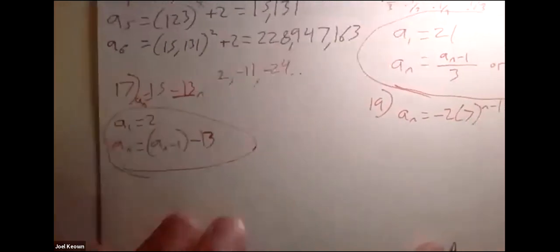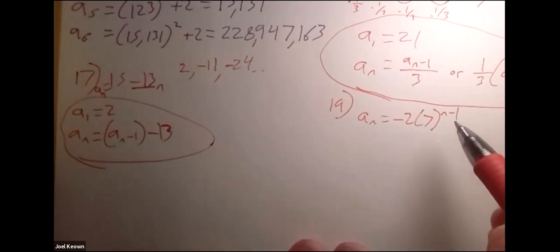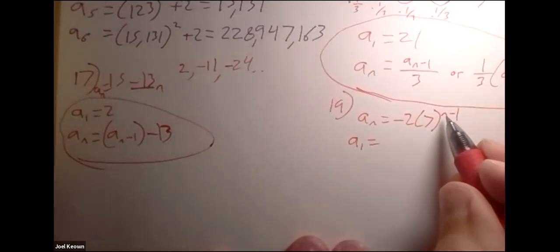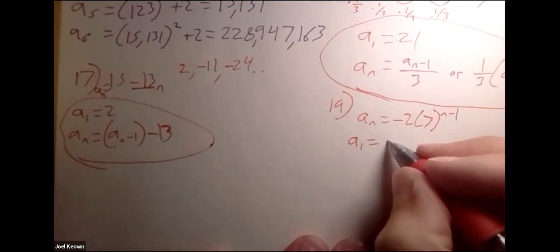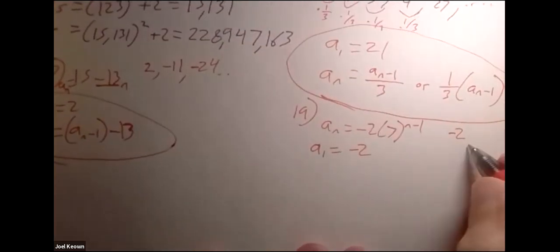There we go. What if I have one like this? Well, if I plug 1 in, I get 1 minus 1 is 0, and I know anything to the 0 power is just 1. 1 times negative 2 is negative 2. So my first term is negative 2.